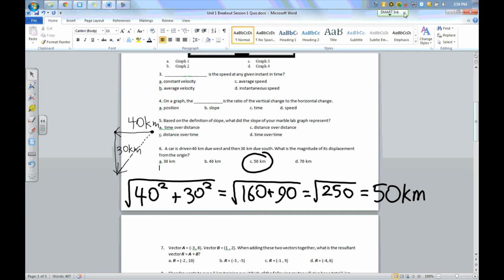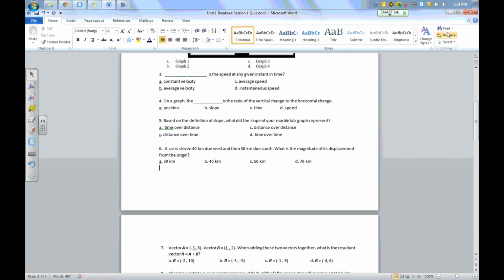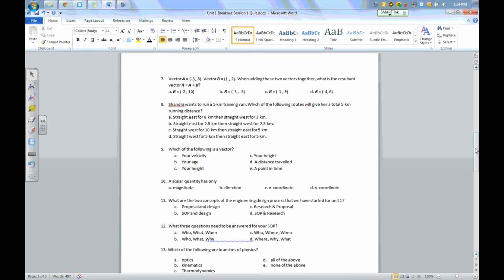Moving on to problem number 7. Vector A is -3, 8. Vector B is 1, 2. When adding these two vectors together, what is the resultant vector r equals a plus b? To find the sum of any two vectors, you simply have to add their components.